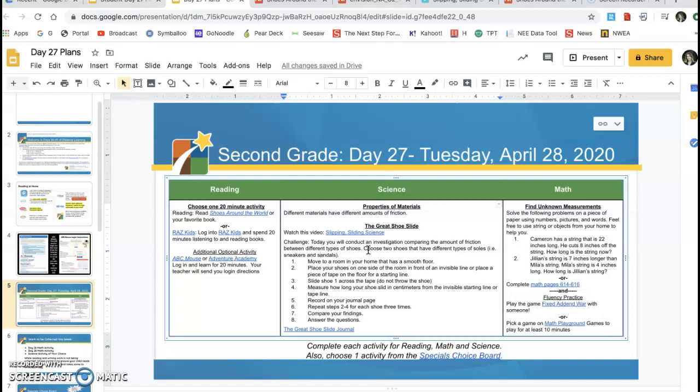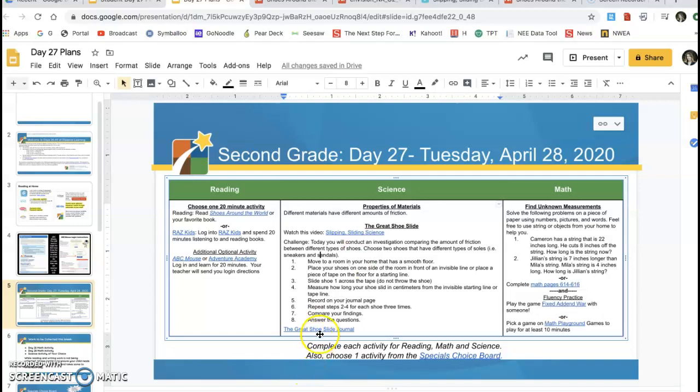And then they will move to a room in your home that has a smooth floor. It could be hardwood, it could be tile, just not carpet, I would say. And they'll place their shoes on one side of the room in front of an invisible line or a piece of tape, not like just an object because they have to slide their shoe across it. So just make sure they're starting at the same point.